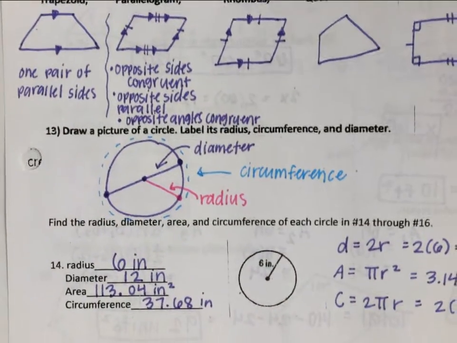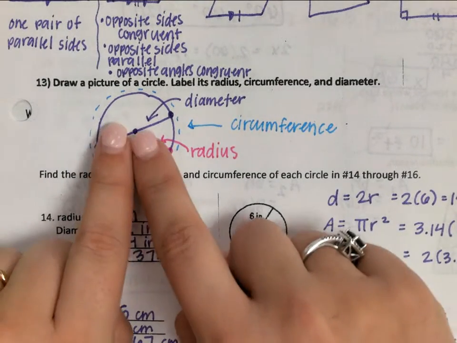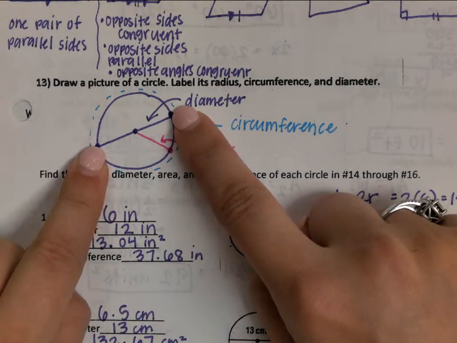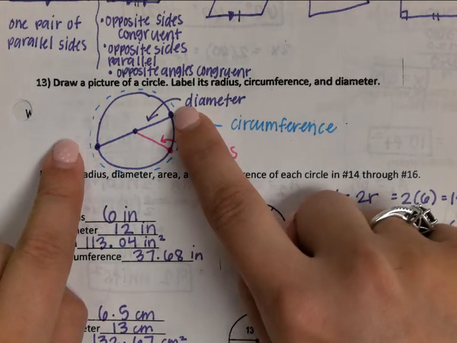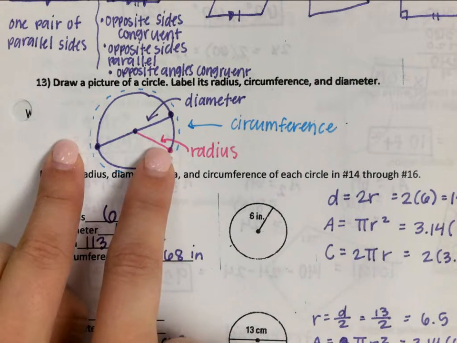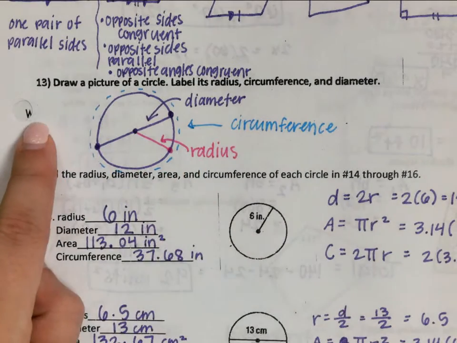All right, number 13, draw a picture and label the radius, circumference, and diameter. You have to remember that your diameter passes through the center and goes from one side to the other side. So it goes all the way through your circle. Your radius just goes halfway through. And then your circumference, that is the distance around that circle.